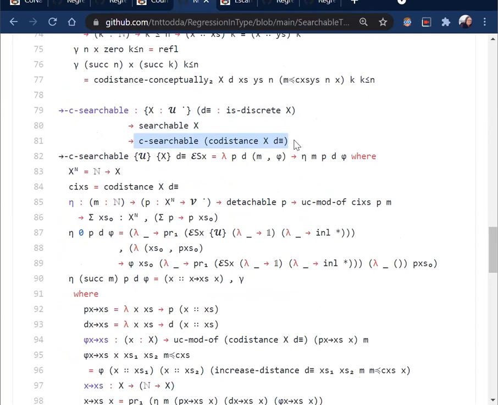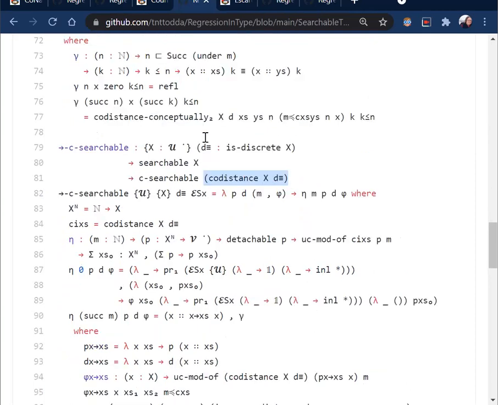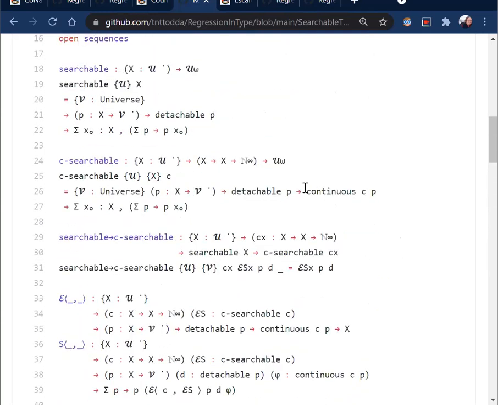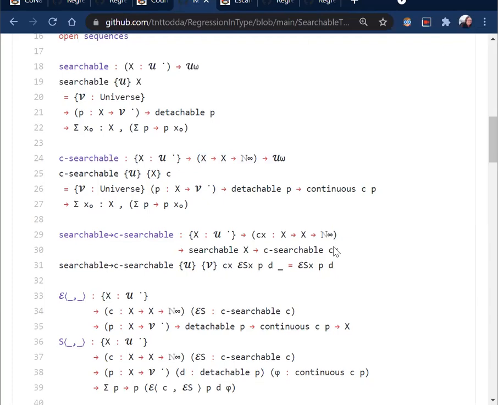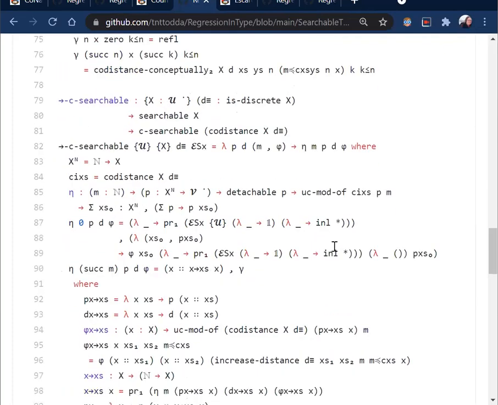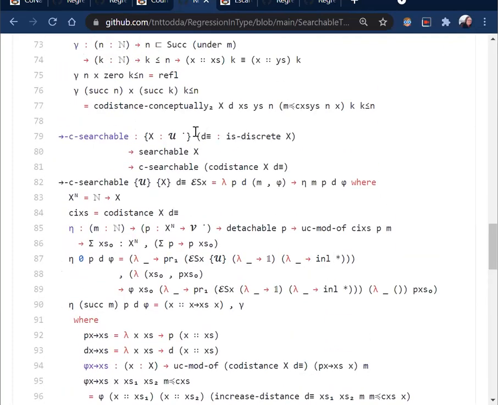the infinitary sequence on that type, using the codistance, because remember, this type is continuous, and so we need a codistance on that type, which the searchable type obviously didn't need a codistance, but continuously searchable does. So, given a discrete type that is searchable, then if we have a codistance on that type, which we do because we defined it in that module earlier using the co-recursion principle, that is continuously searchable.